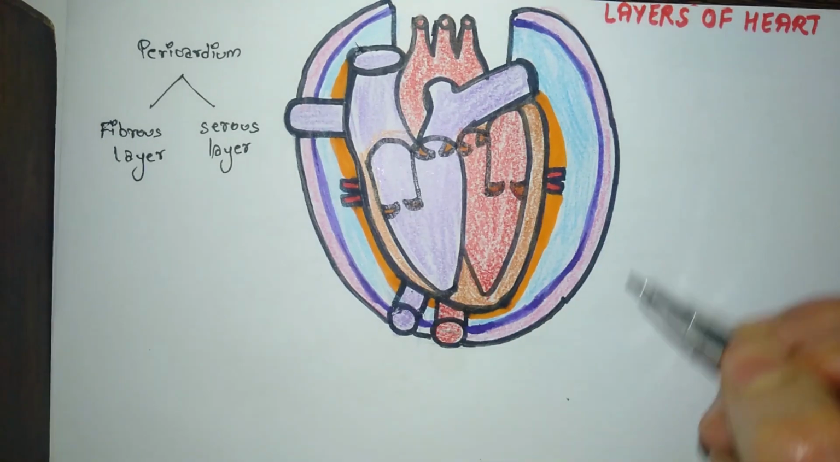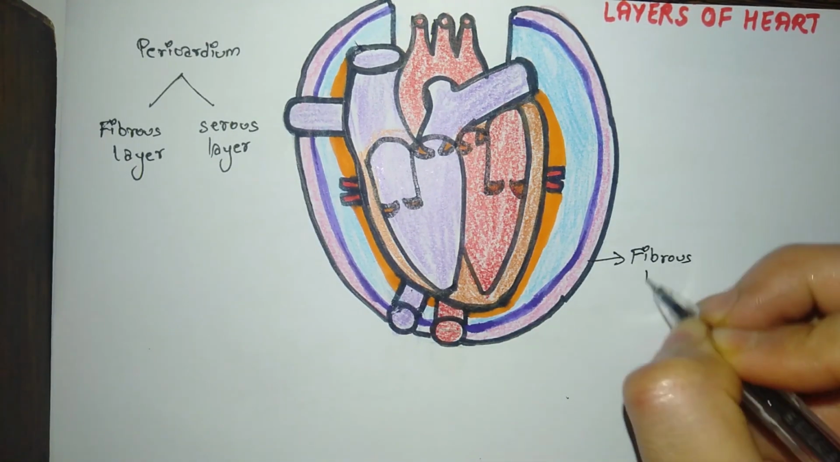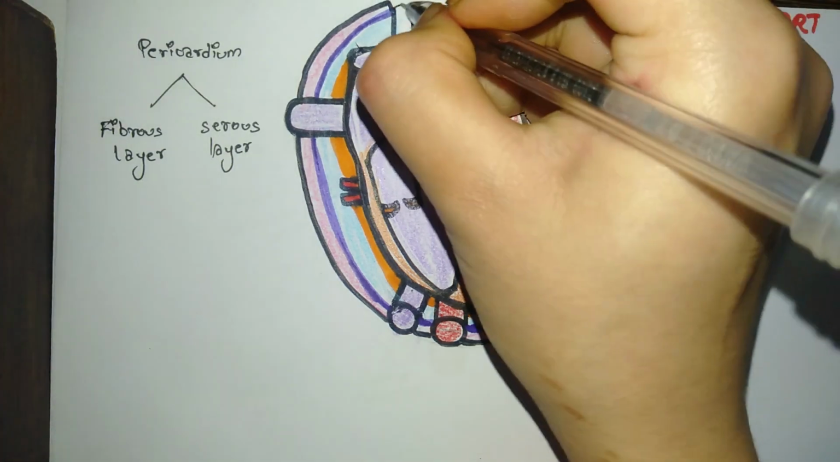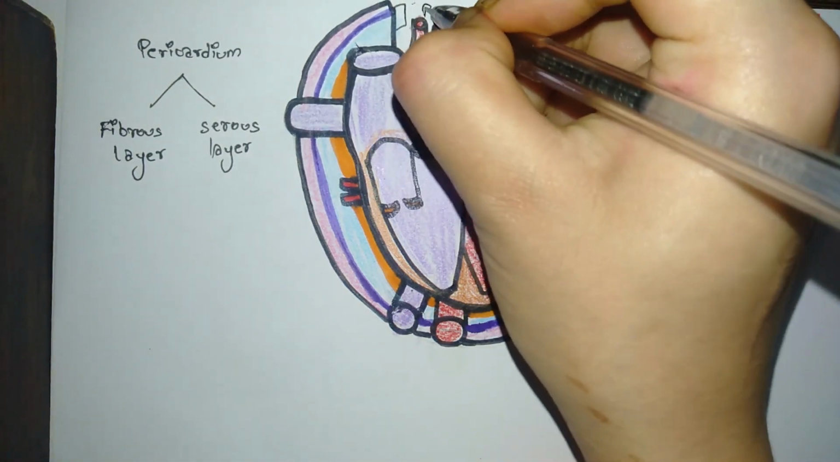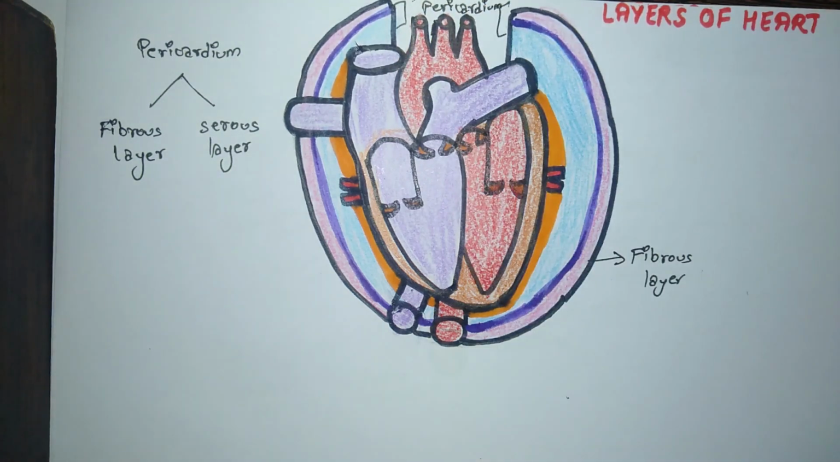This pink color part here is the fibrous layer. Fibrous layer, and you can see this part is the pericardium.